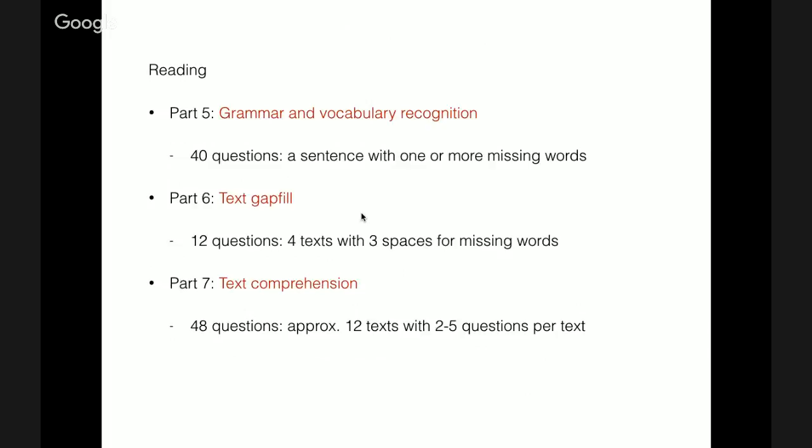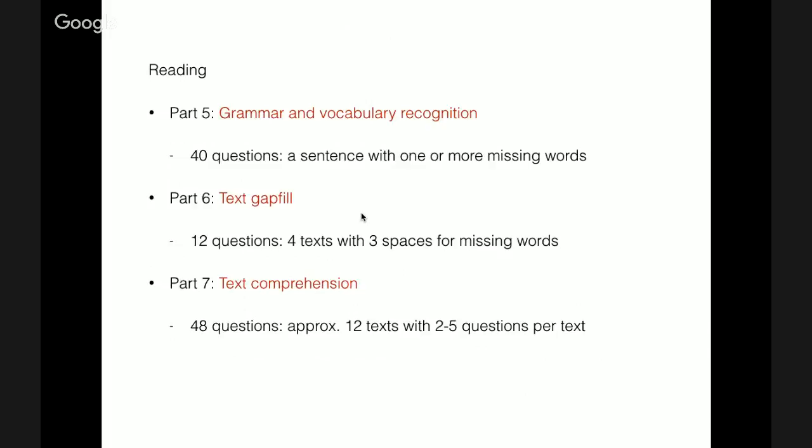That's one of the most important ones, one of the ones that we can really prepare for, by learning grammar rules. So that's something we'll spend a lot of time on in a future webinar. Part 6 is a text gap fill. So very similar to part 5, but this time we have a full text where there's 3 spaces in the text, at different places in the text, and you have 4 answers that can go in that space. You have to choose 1 answer for each space.